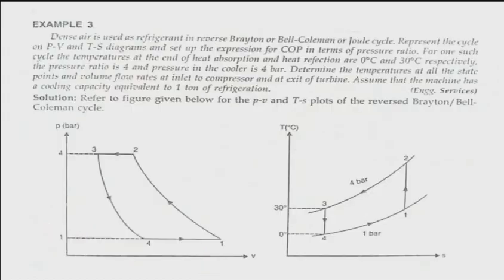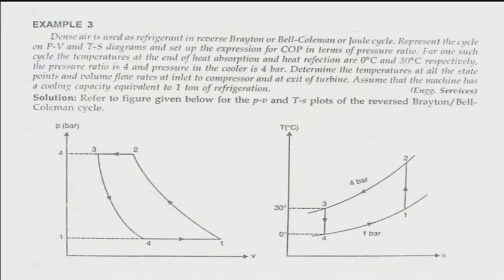Right. Next, we will deal with an example using the reversed Brayton or Bell Coleman cycle. Dense air is used as the refrigerant in a reversed Brayton or Bell Coleman cycle, also known as the Joule cycle. The cycle is represented on PV and TS diagrams, and we set up the expression for COP in terms of the pressure ratio.